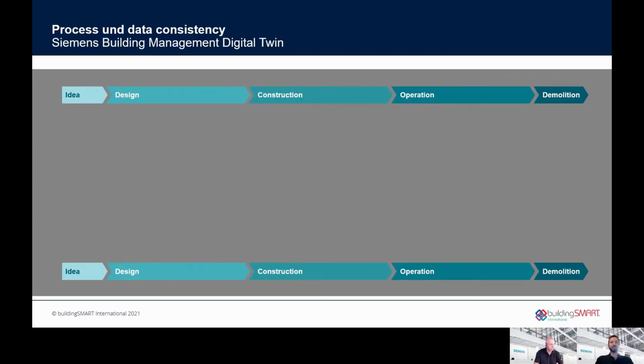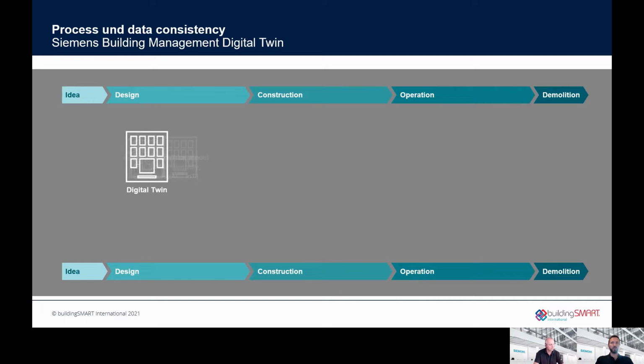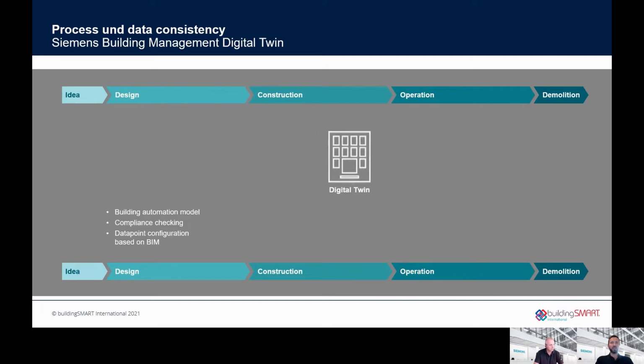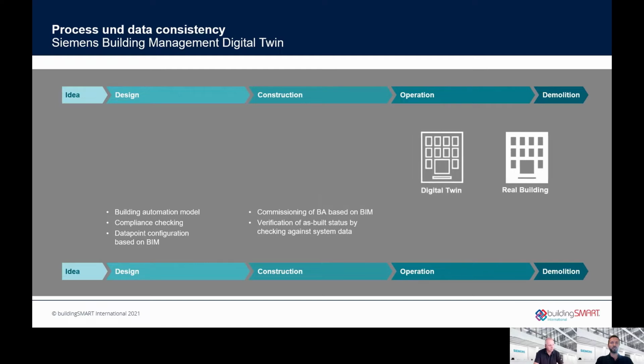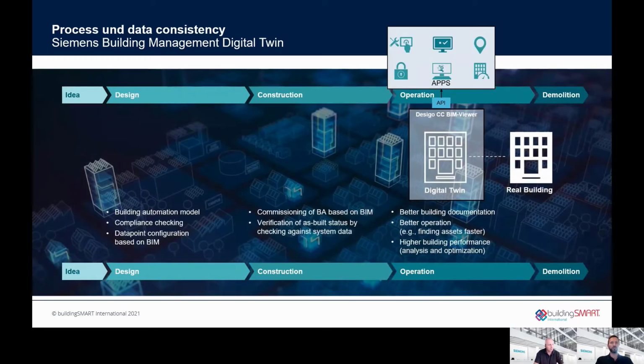During the planning phase, the building twin is created on the basis of the architectural, HVAC, and building automation models. The twin is used during implementation to construct the building on site. Later on, during operations, the building automation data in the building twin can be linked up so that it can be used live in application apps or visualized in the Desigo BIM viewer.